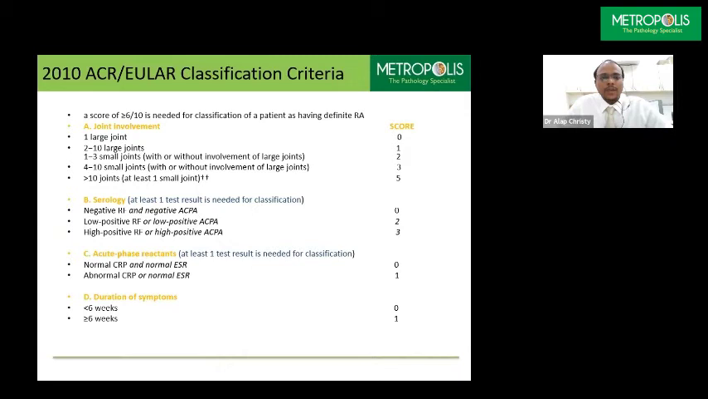And this was the 2010 ACR EULAR classification criteria, which clearly mentions that you should have joint involvement, serology, acute phase reactants, and duration of symptoms. With all this scoring, when the score is 6 or more, then you should consider that the patient can be having RA. So if you see the serology markers, they have RF as well as ACPA, that is your anti-CCP. Similarly, some other acute phase reactants like CRP, ESR also play a role as far as the classification is concerned.